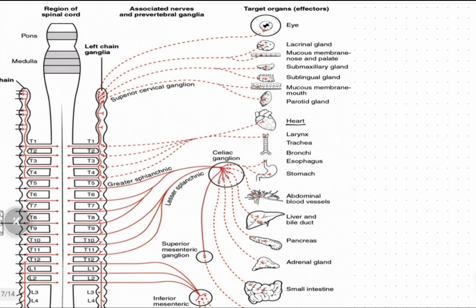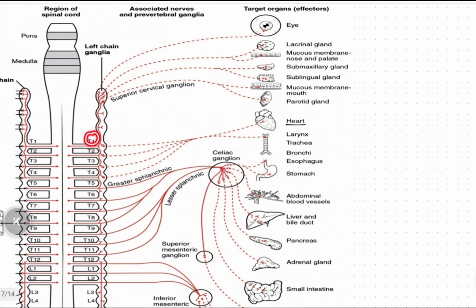There are some nerve fibers which do not synapse at the level of chain ganglion. They directly synapse somewhere farther from the chain ganglion. So what do we call this ganglion? We call this ganglion prevertebral ganglion. So this is an example of prevertebral ganglion. And what do we call those nerves which do not synapse at the level of chain ganglion? We call those nerves splanchnic nerves. So this is an example of splanchnic nerves. Okay, got it? So, moving ahead.